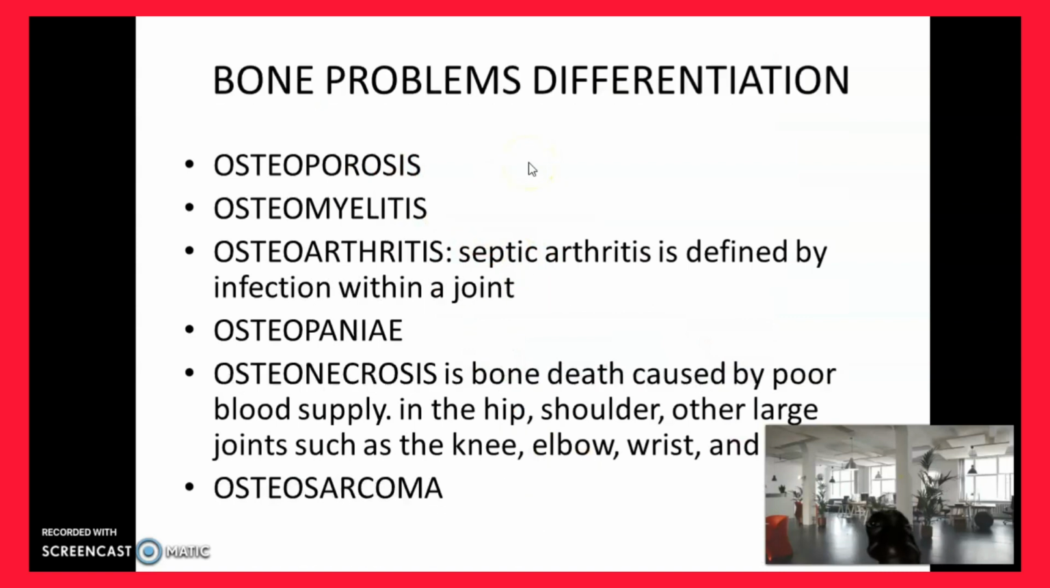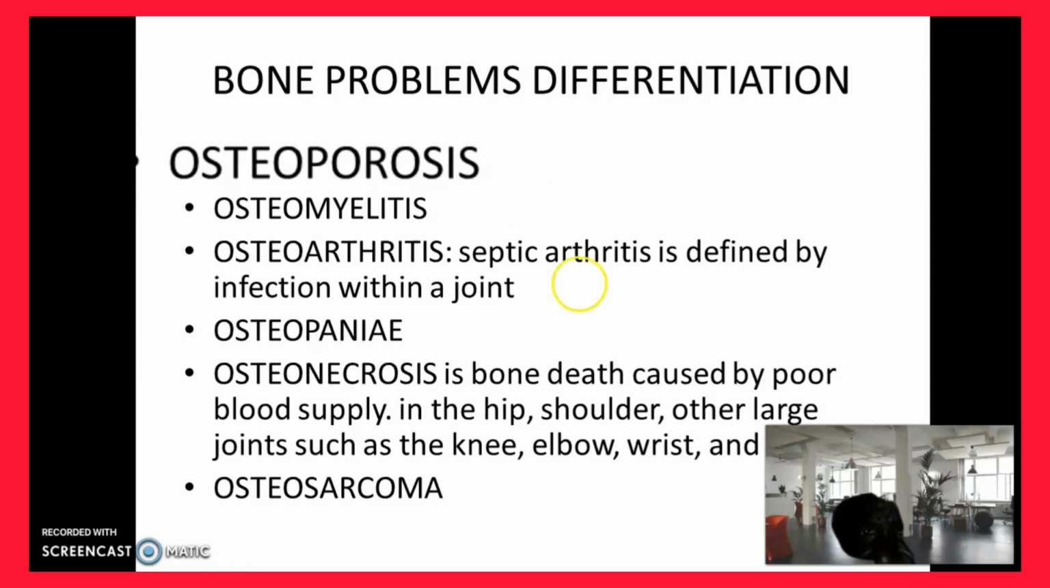Now let's talk about the bone problem differentiation. You have problems called osteoporosis, which I will talk about later. The osteomyelitis, also to be spoken about. The osteoarthritis is the septic arthritis defined by infection within a joint. It is not a bone problem per se, but a joint problem.